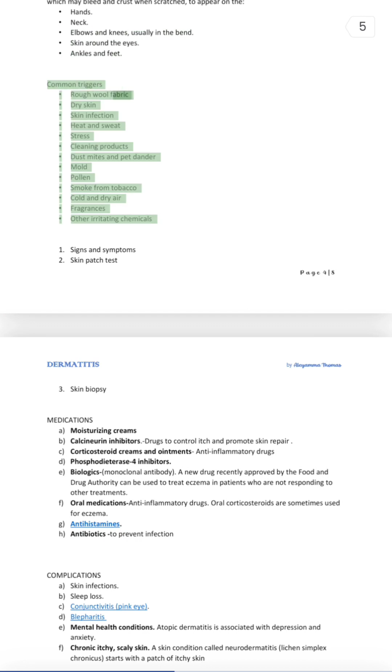Common triggers: rough wool fabric, dry skin, infection, heat and sweat, stress, cleaning products, dust mites and pet dander, mold, pollen, smoke from tobacco, cold and dry air, fragrances, other irritating chemicals.